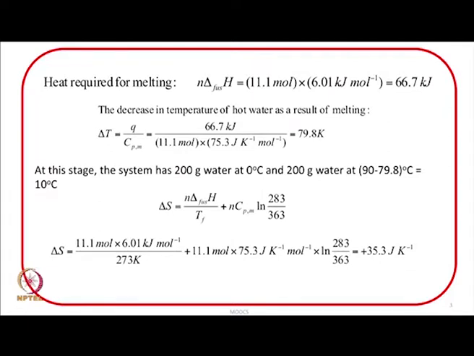This is the change in entropy associated with the melting of ice and the decrease of temperature of water, which came down from 90 degrees centigrade to 10 degrees centigrade. So, what do you have now? You have water in liquid form at 0 degree Celsius, and you have liquid water which has decreased in temperature from 90 degree Celsius to 10 degree Celsius, 200 gram of each.